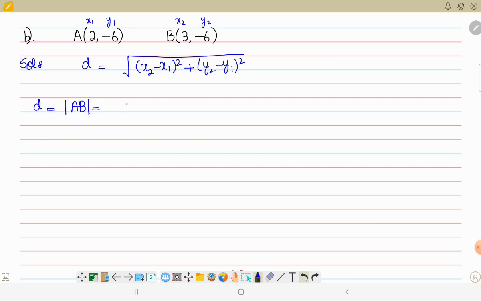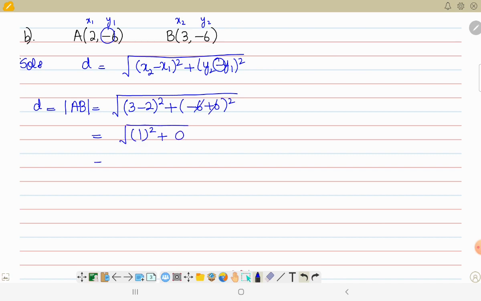Here we are having x2 as 3, so we'll write 3 minus 2 whole square plus minus 6 plus 6 whole square and the radical. This minus 6 will get multiplied with the formula's minus 6 and become plus. Minus into minus will become plus. So 3 minus 2 is 1 whole square. This becomes 0 and it will be 1. Right? Let's solve one more example.